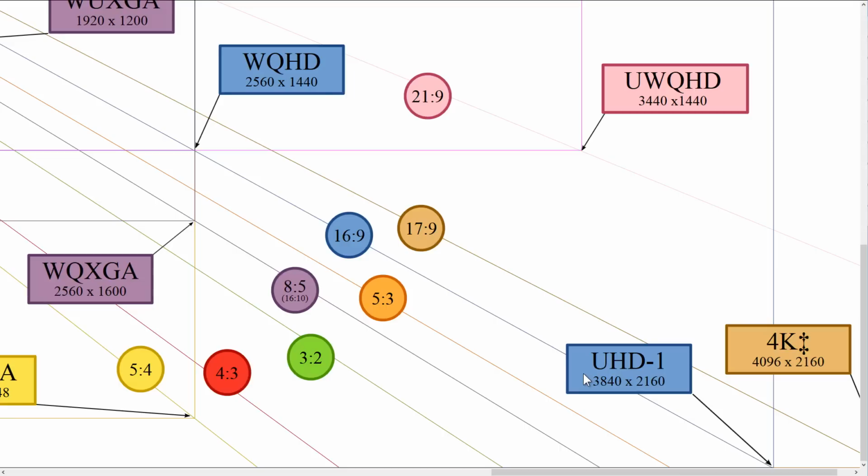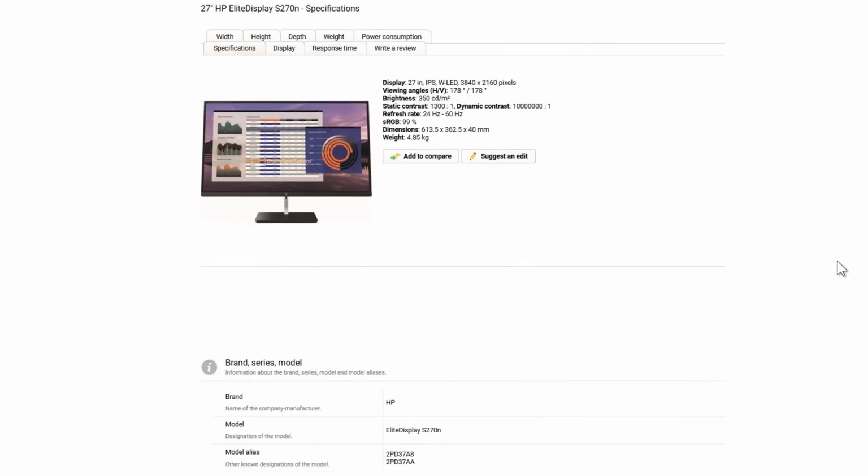UHD is not just a resolution, it's actually a combination of different standards that you might find in a good monitor over the next few years. So if you're getting a UHD monitor, you're getting at least that minimum of 8 bits per channel, and that's going to be very good for Photoshop. So let's take a look at what a good monitor might look like.